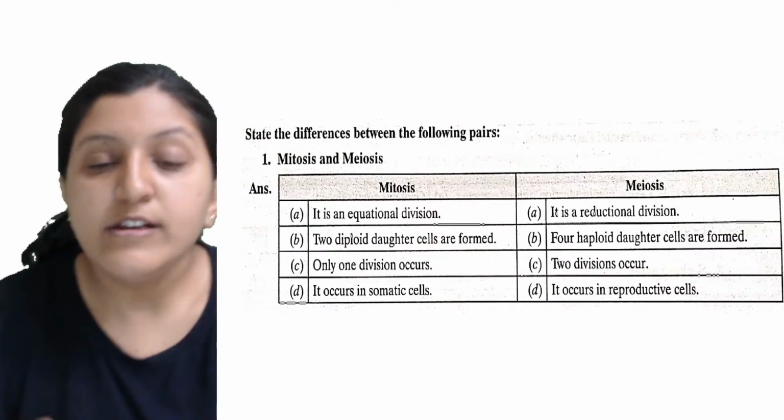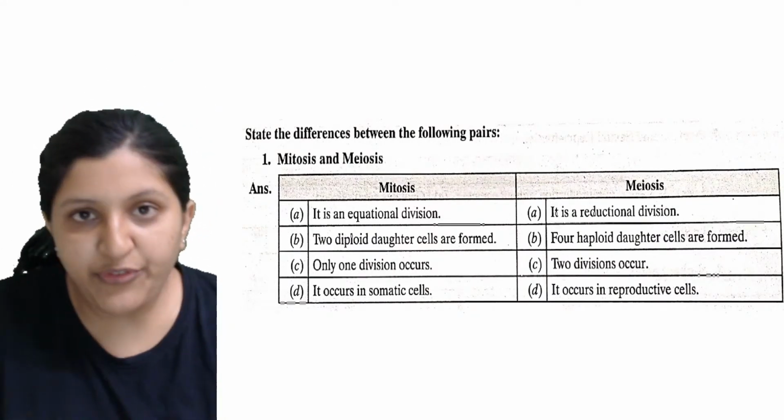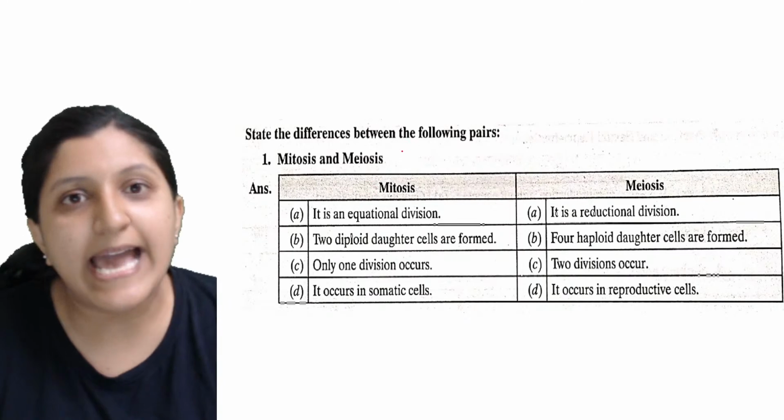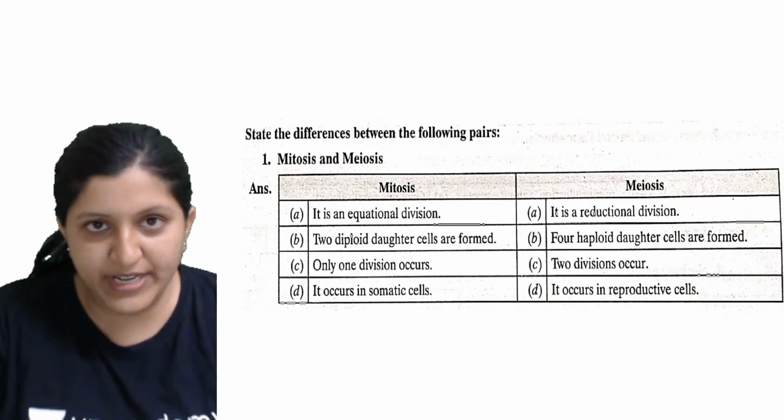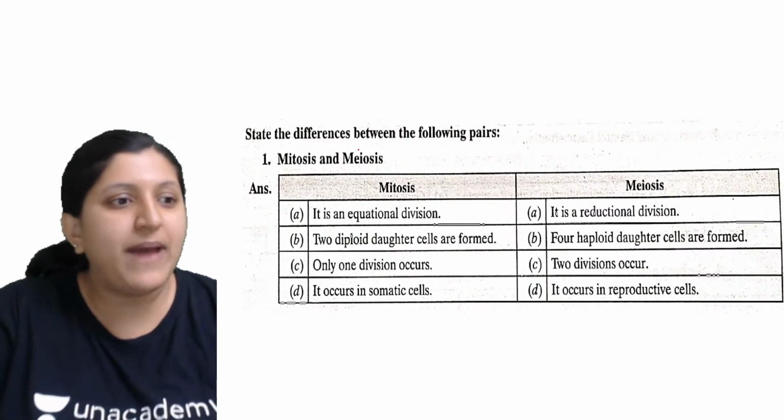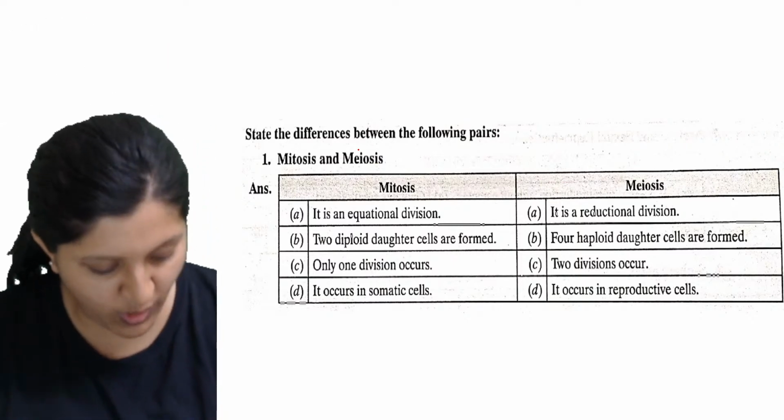Okay, so state the differences between the following pairs. What exactly might be the difference that you can find between a mitosis and then a meiosis?